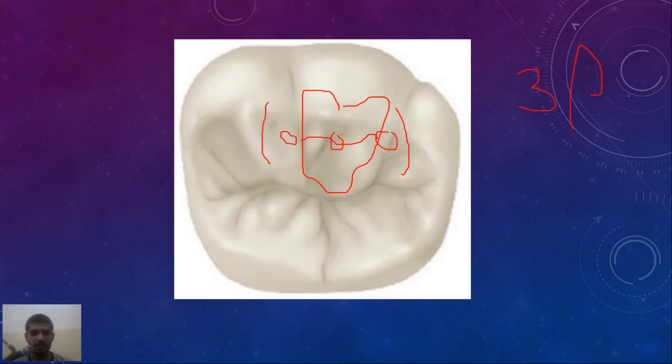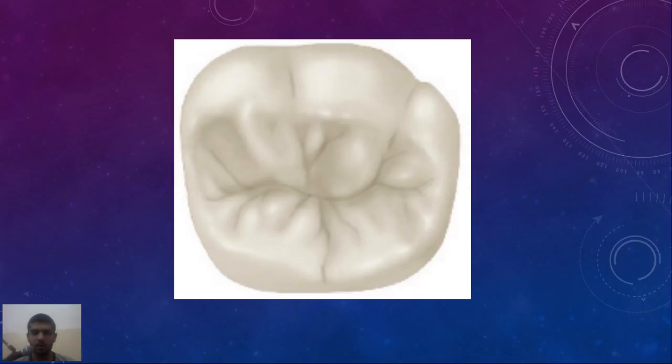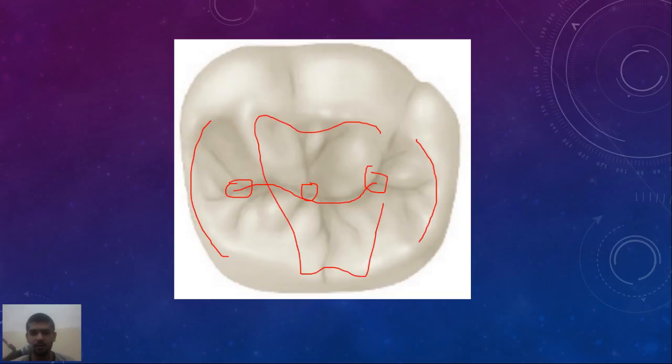So let's repeat the landmarks together more clearly. We said 3 pits: central pit, mesial pit, and distal pit. Between them is the central developmental groove. We have a mesial marginal ridge, a distal marginal ridge, and the central fossa.